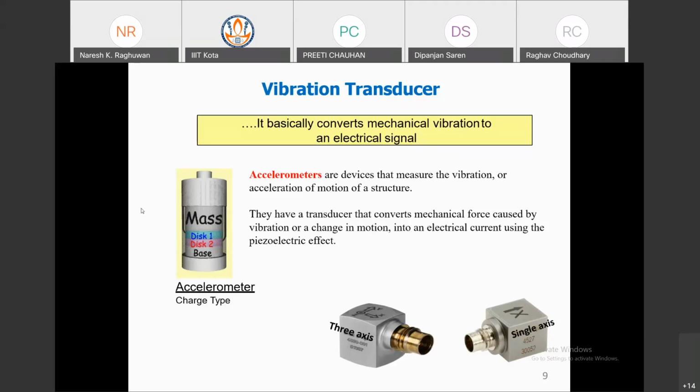So if you are measuring the displacement, you can further convert it into velocity or acceleration, or if you are measuring the acceleration, with the help of some software you can convert these signals into velocity or displacement amplitude. So these are the transducers, three axis and single axis. These two images are found here. What does it mean?